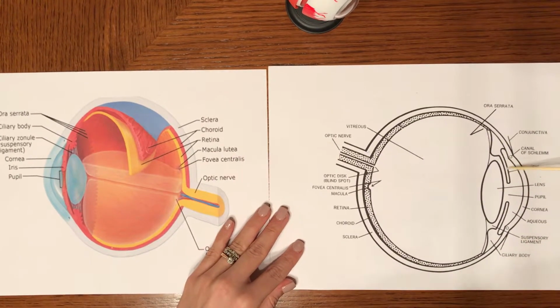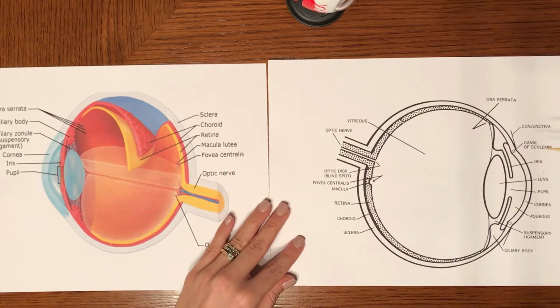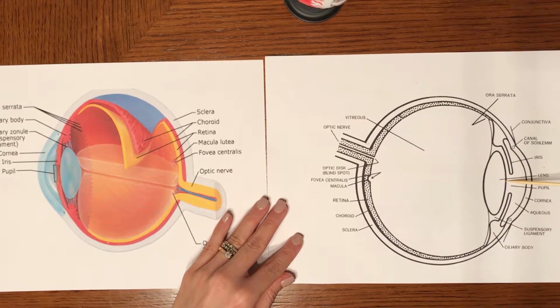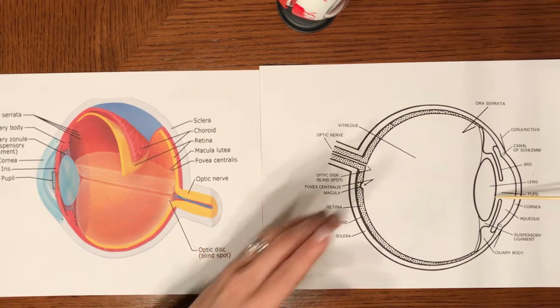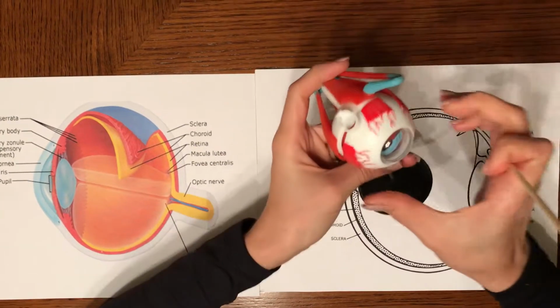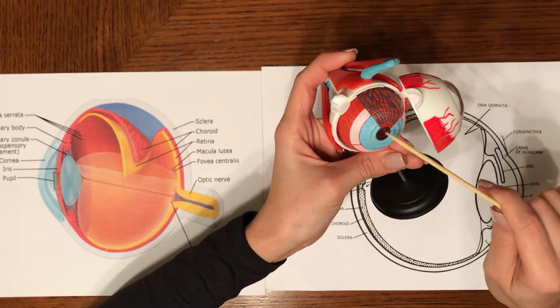The iris is the colored portion of the eye. It can be brown, green, blue, or hazel. It contains the pupil. It controls the amount of light entering the eye by enlarging or minimizing the size of the pupil. As we can see here, this is the iris and the hole is the pupil.